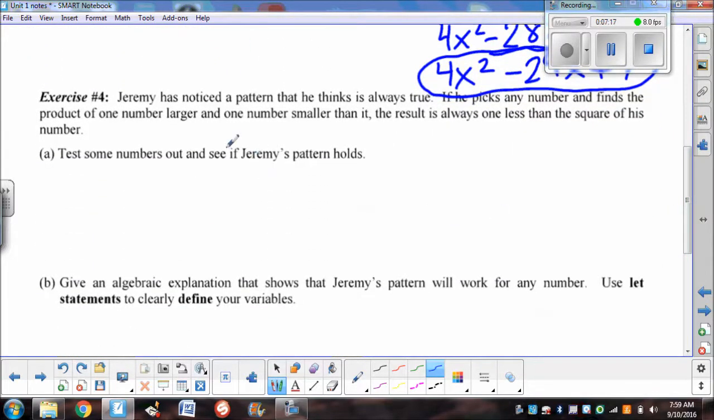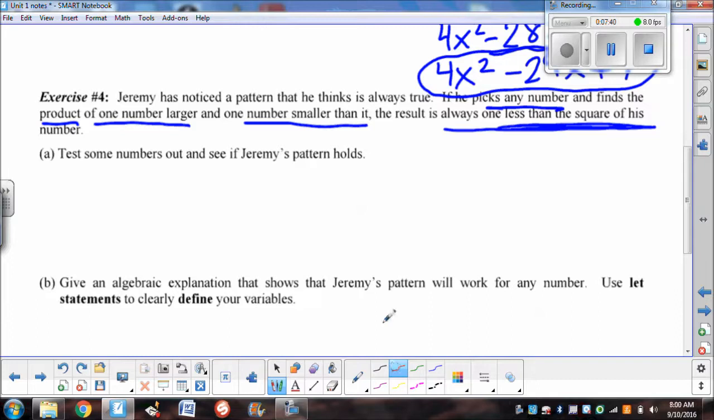This one's pretty cool. It says Jeremy has noticed a pattern that he thinks is always true. If he picks any number and finds the product, means to multiply, of one number larger and one number smaller than it, the result is always one less than the square of its number. Wow, we just said a lot there. So let's back that up.